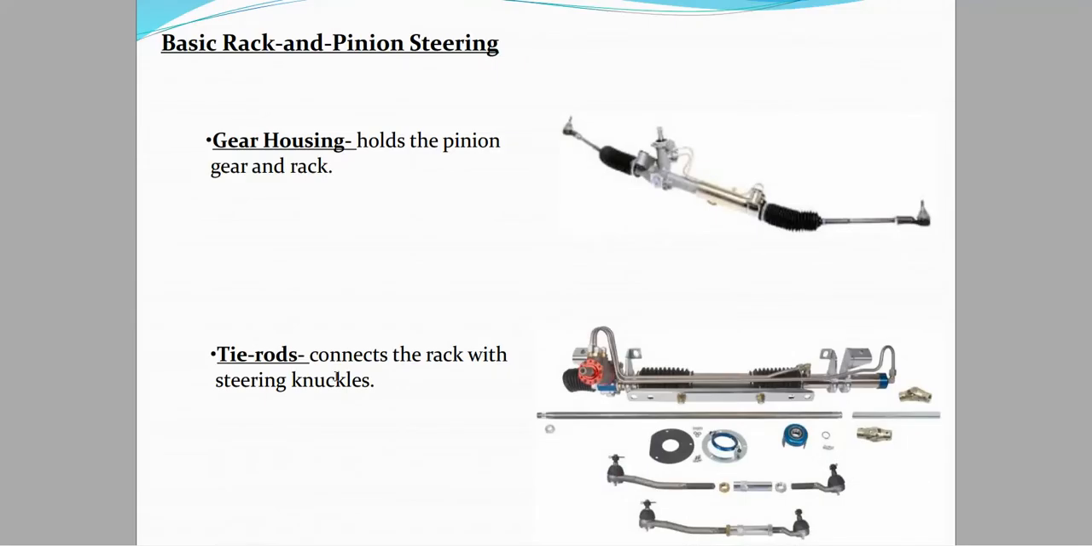We have a different component, that is the gear housing. It holds the pinion gear, rack, and the tie rods. The tie rod connects the rack with the steering knuckles.